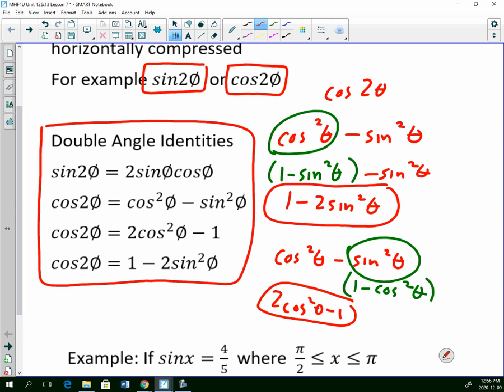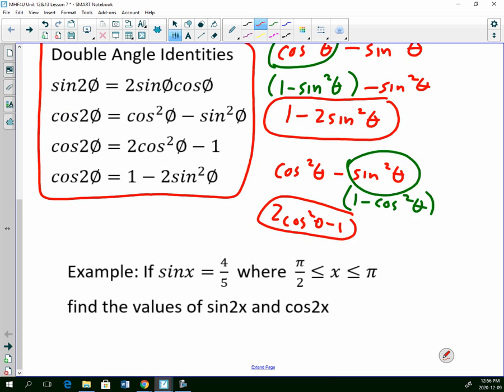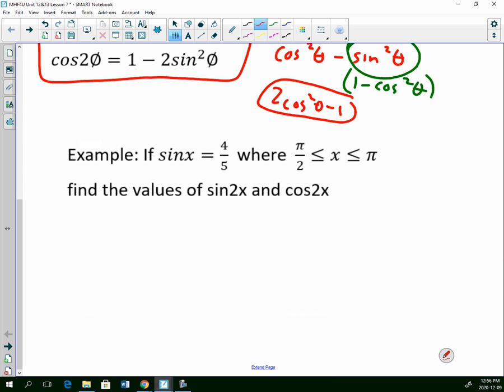So there are three versions of the double angle for cosine, only because we could replace the cos squared or the sine squared depending on what we need. So you can use any of the three, depending on which one is most useful, especially when we're doing trig identities in Unit 14. Normally or usually one of those versions will be more useful than the other. Okay, so you'll get a similar question we had earlier in the unit.